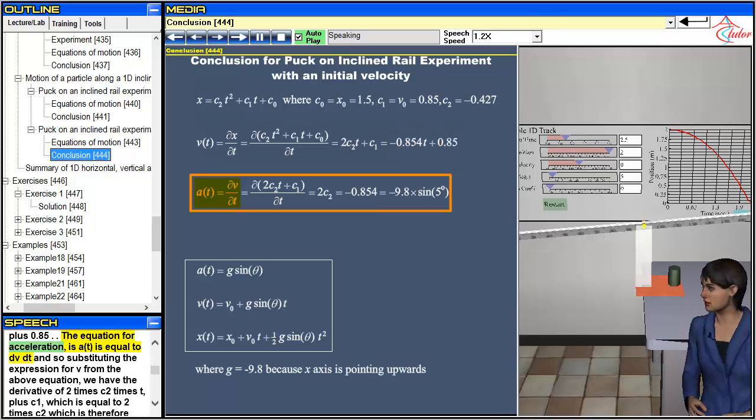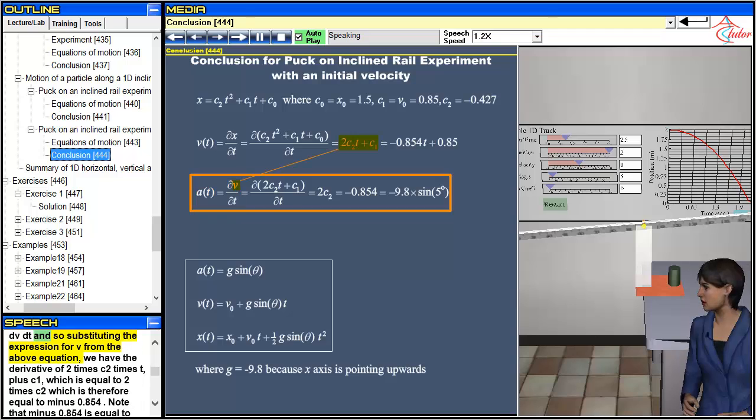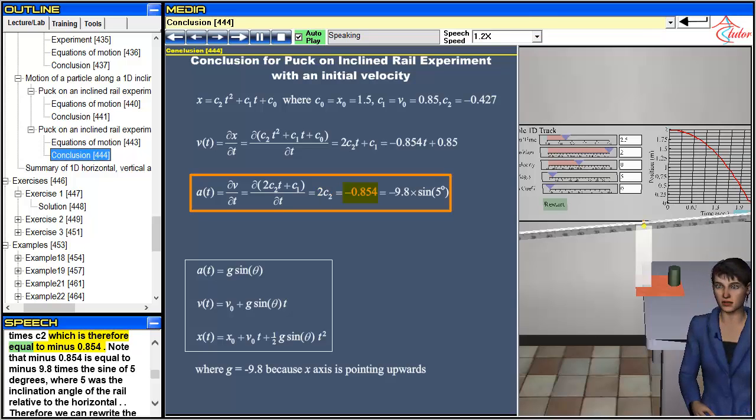The equation for acceleration is a of t is equal to dv/dt. And so substituting the expression for v from the above equation, we have the derivative of 2 times c2 times t plus c1, which is equal to 2 times c2, which is therefore equal to minus 0.854. Note that minus 0.854 is equal to minus 9.8 times the sine of 5 degrees, where 5 was the inclination angle of the rail relative to the horizontal.